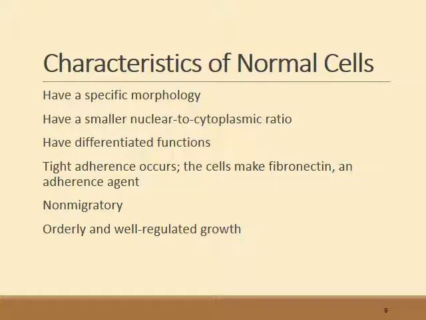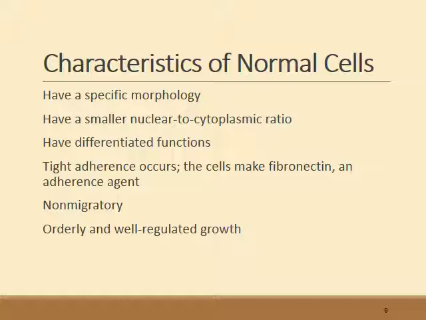Normal cells have a specific morphology. You can predict one's going to look like the other in that organ, okay? They have a smaller nuclear to cytoplasmic ratio. In other words, draw a circle on your paper and make a small nucleus. It's going to be a small one related to that bigger circle. Normal cells have a differentiated function. They do something. They're not just there. They have a function that helps keep us alive or perform something for us that we need.